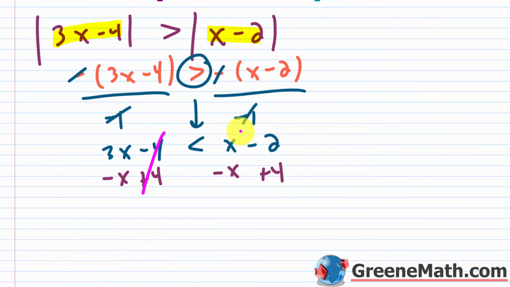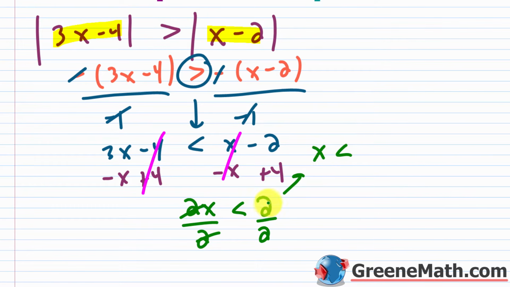So let's show this is canceling and this is canceling. If we think about 3x minus x, that's 2x, and this is less than -2 plus 4, which is +2. We'll divide both sides of the inequality by 2. That will cancel. And you'll get x is less than 2 over 2, which is 1. So we get x is less than 1.